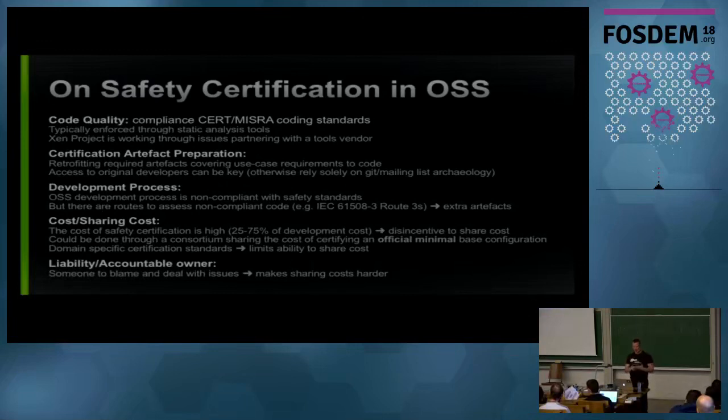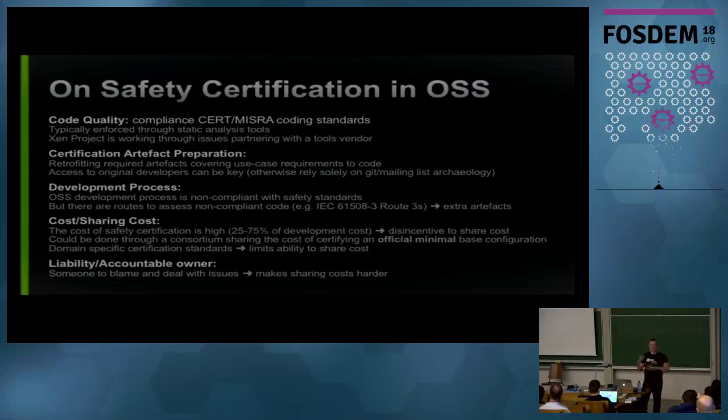Development process is thorny. Open source development process does not comply with safety standards. There is a way to do that, but that means backfitting a lot of stuff, so that's quite expensive. That brings us to the question of how you could do this better in open source. One idea is to have some sort of official, project-supported code line, and get the interested parties to create a consortium or some sort of structure to do this together and share some of the cost.